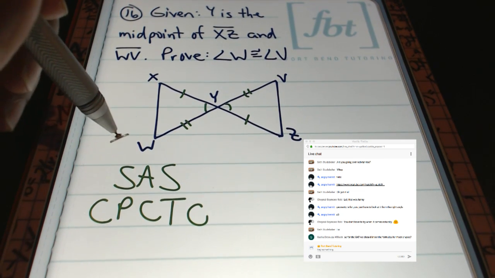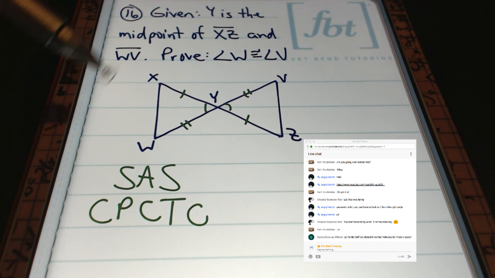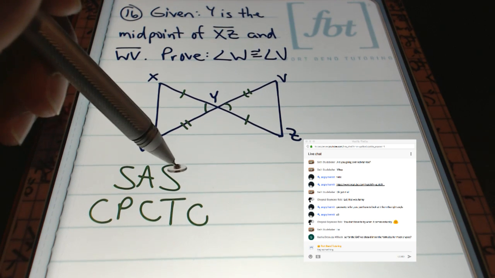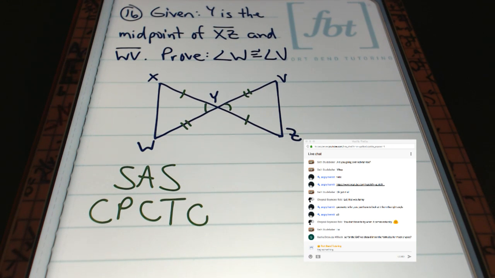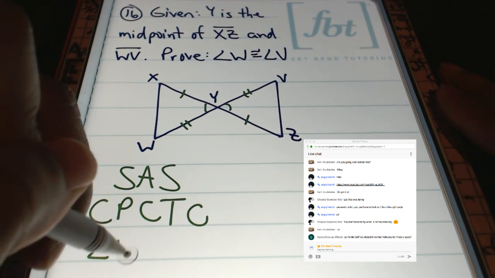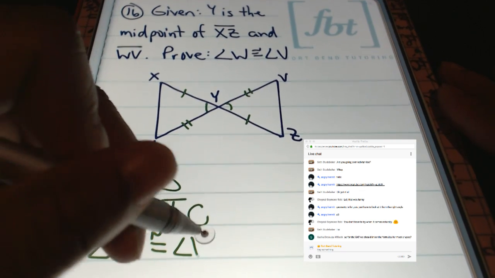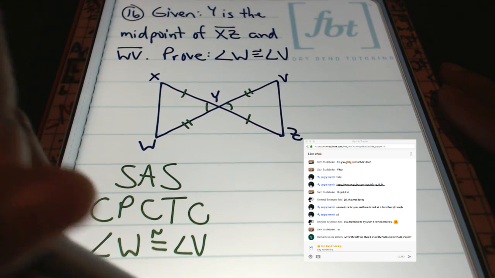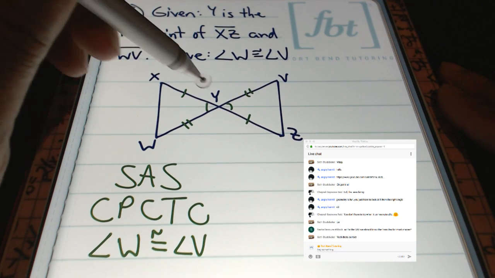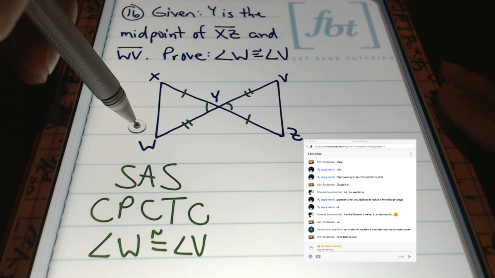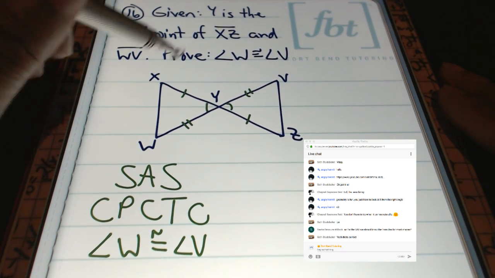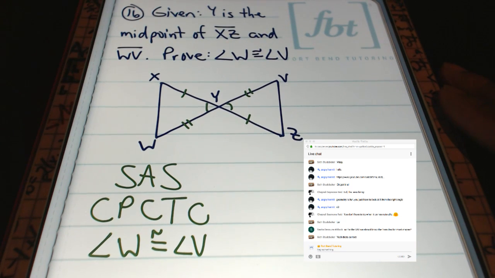So because we were able to prove that these two triangles are congruent, guys, we can use CPCTC, which stands for congruent parts of congruent triangles are congruent. There you go. Therefore, we can state that angle W is congruent to angle V, because we were already able to prove that triangle XYW is congruent to triangle VYZ. There you go.